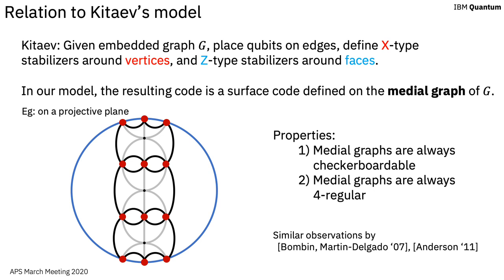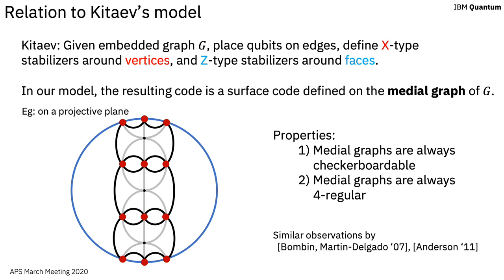Something we should point out about the medial graph is that they are always checkerboardable and they are also always four regular. So if you have a Kitaev surface code, you always end up, in our model, with what we would call checkerboardable and four regular graphs. Now that means you also don't have any odd degree vertices, so m equals zero. In our theorem for the number of encoded qubits, you would simply have 2 times g encoded qubits, or g, depending on whether the surface is orientable or not.